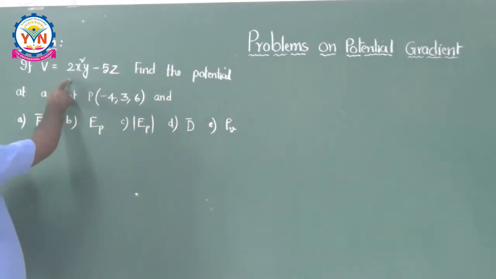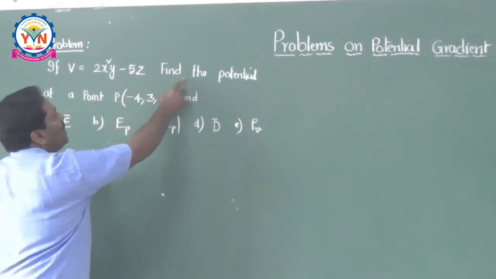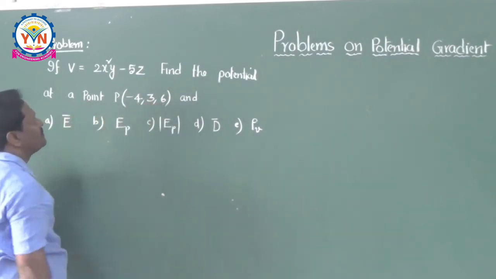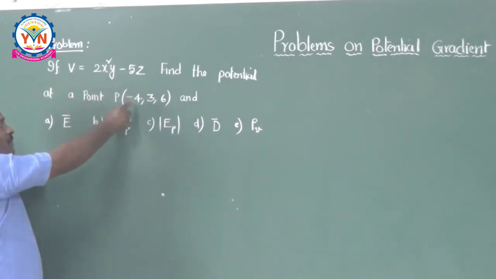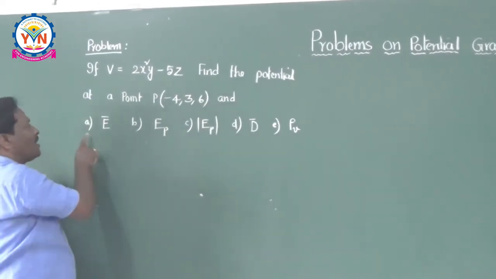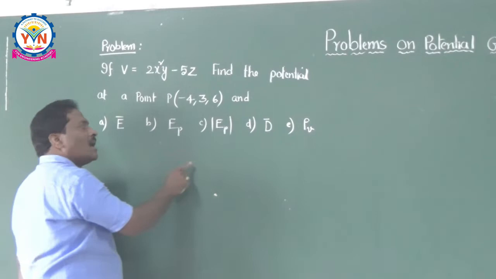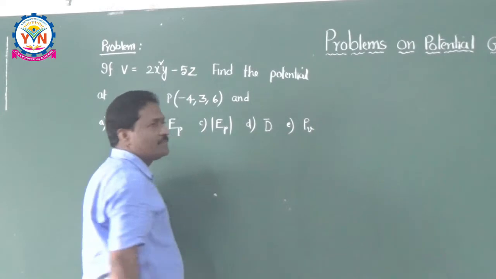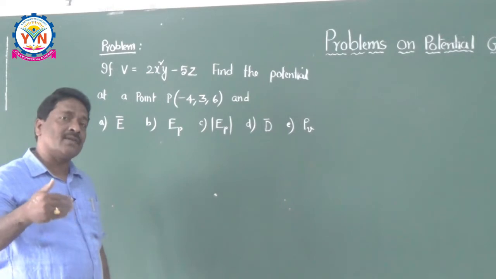If V is equal to 2x square y minus 5z volts, find the potential at a point P of minus 4, 3, 6. That means he has given the potential function here. He is asking the potential at this particular point minus 4, 3, 6, and he is also asking to calculate what is the electric field intensity at the point P and its magnitude, and flux density D bar, and what is the charge density. So, if you do this problem, you can revise all the relations of electrostatics.